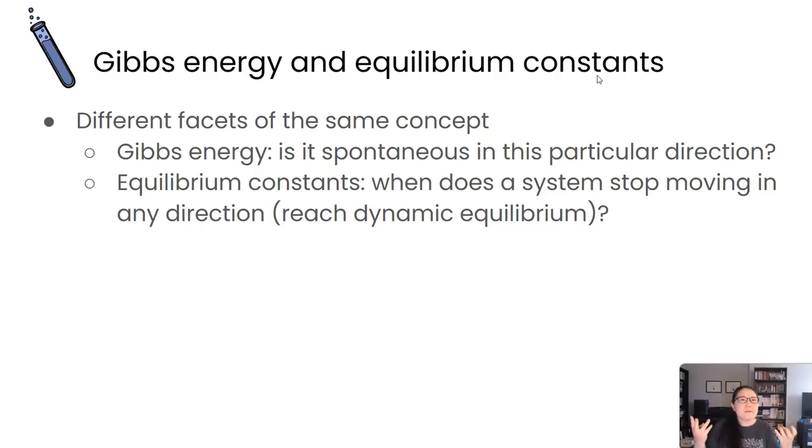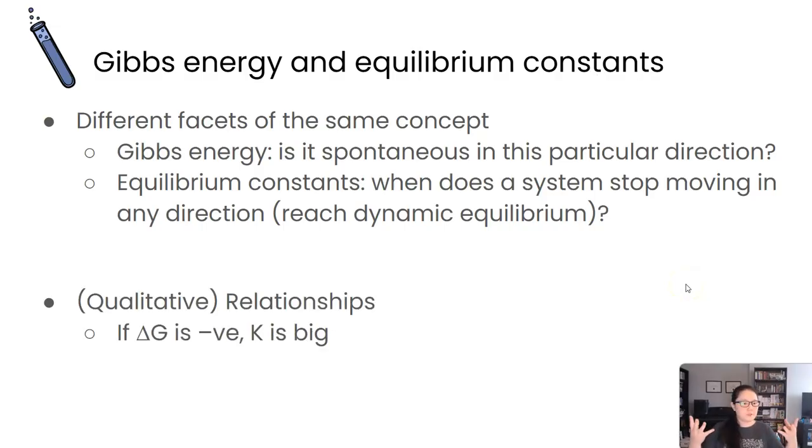So let's look at this in a sort of qualitative view. If we're going to look at a particular reaction where the delta G is negative, you know that it's going to happen spontaneously. You know that this reaction favors the products. So that means that your K value is going to be big if you have a reaction that happens spontaneously.